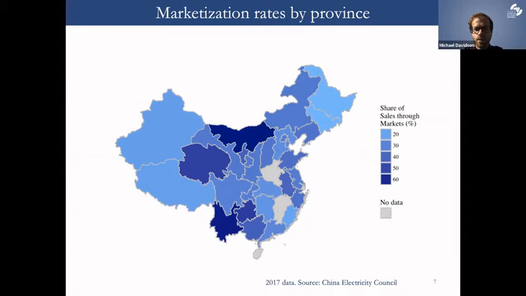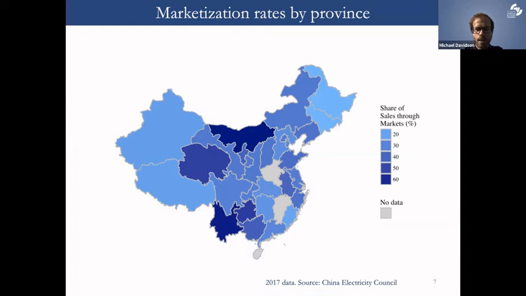So marketization rates in the province after the 2015 reforms, and Jian very helpfully explained some of the background of those reforms, varies quite substantially. So what we're looking at here is the share of electricity in these provinces that are sold through markets, as opposed to through the planning mechanisms. And a few things jump out here. One is that they vary quite substantially across the country.